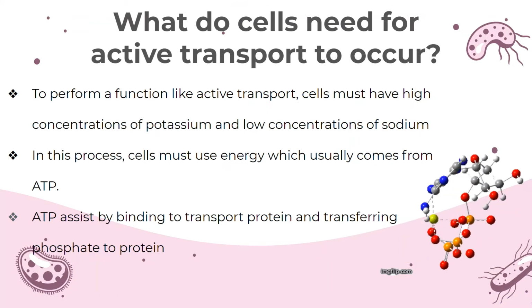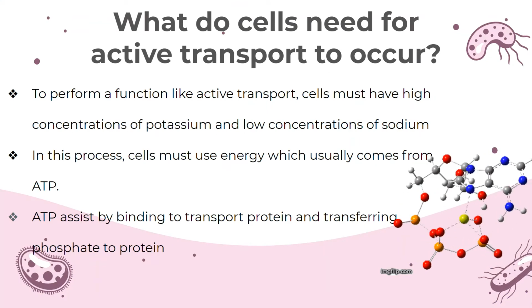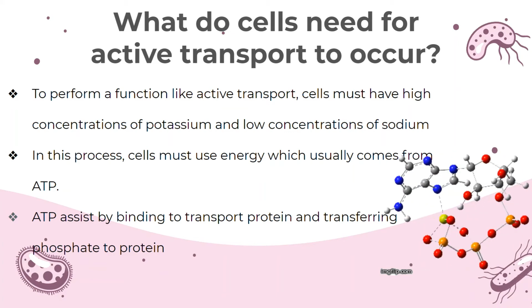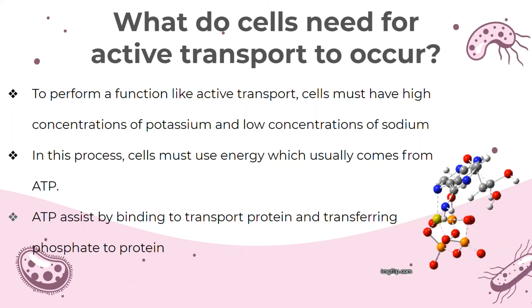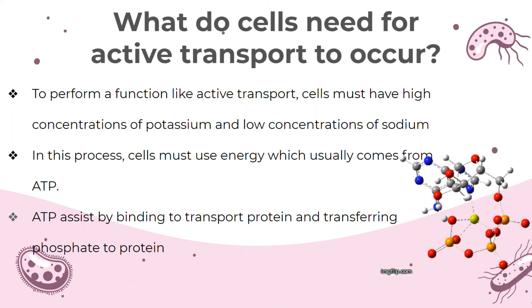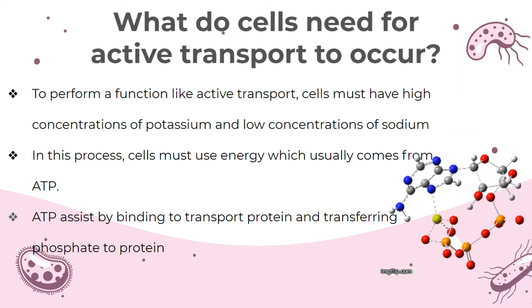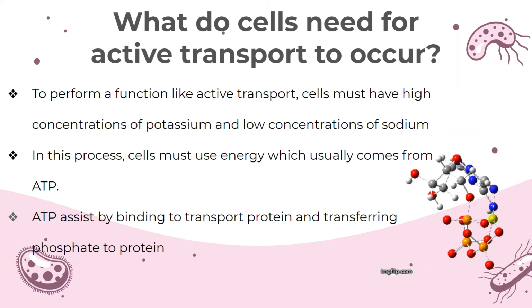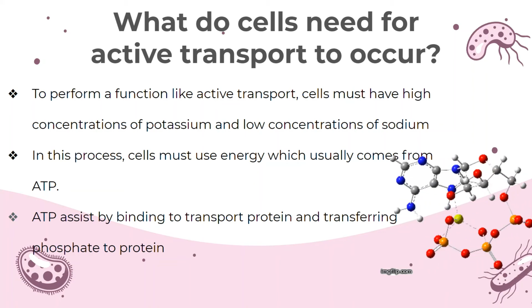For a function like active transport to perform properly, cells need certain things. Cells must have high concentrations of potassium and low concentrations of sodium. In this process, energy is needed as well, and this energy usually comes from ATP. ATP powers this process by binding to a transport protein and transferring a phosphate group to a carrier protein. This allows the protein to change shape so the molecule can move to the other side of the membrane.